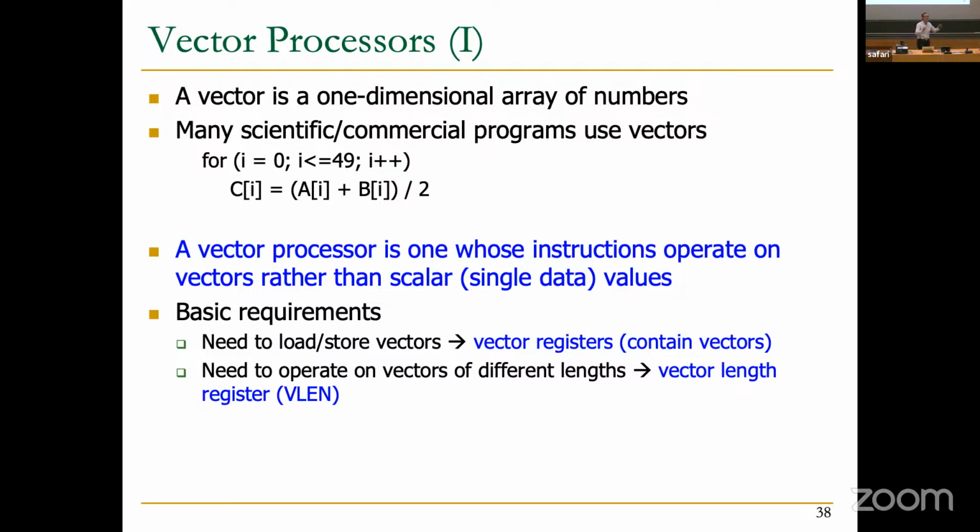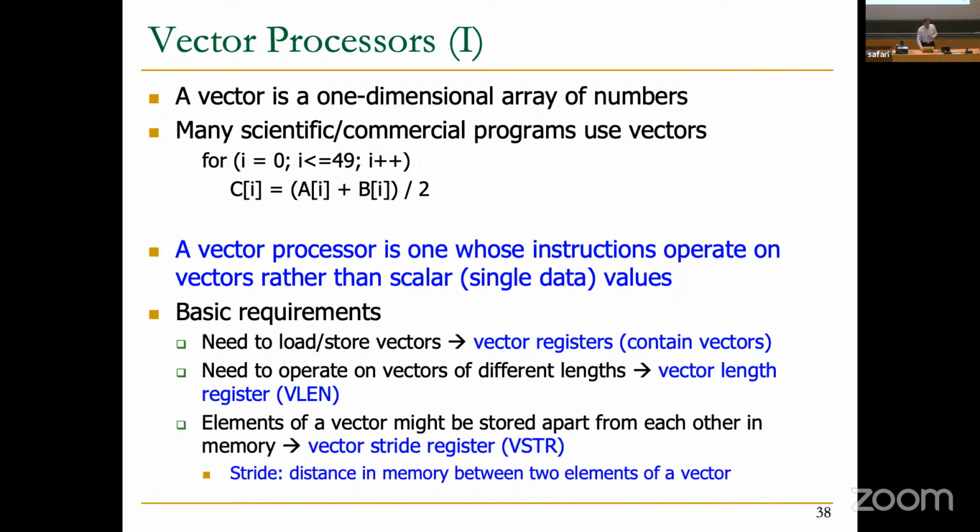There's clearly a maximum vector length, and that's really determined by the number of elements in a vector register. It could be 64, for example. We will see in Cray it's 64, but it could be much larger as well. Now, GPUs are nice. They eliminate this vector length. It's easier to program. Okay, and then there's a vector stride register.